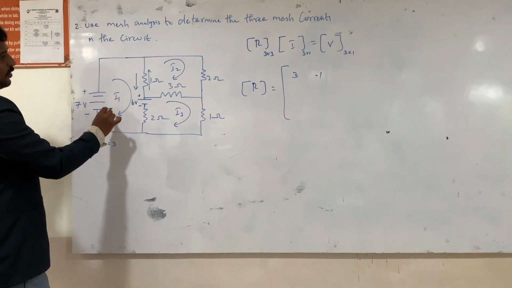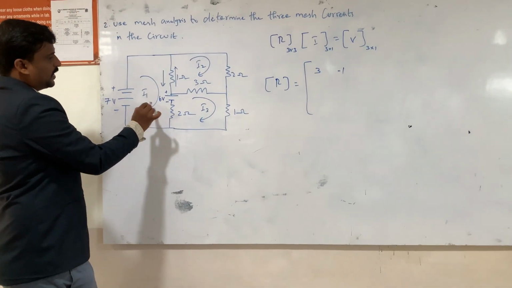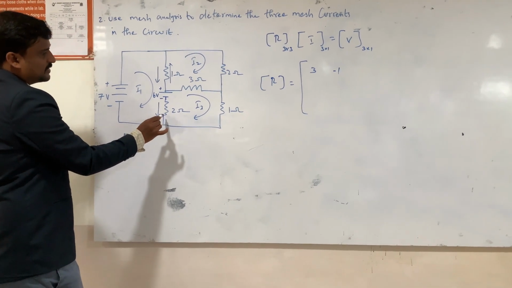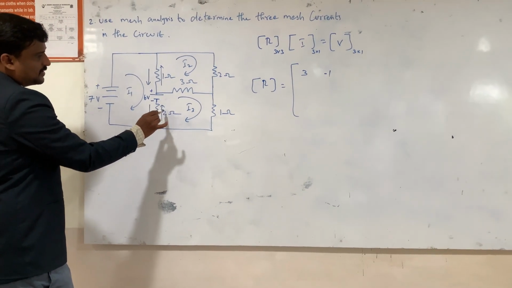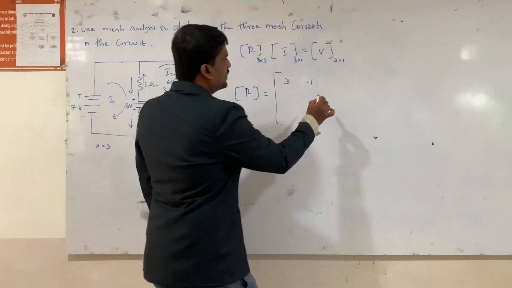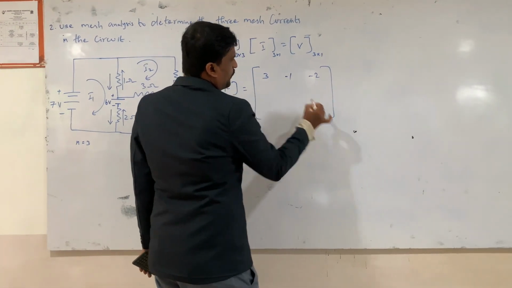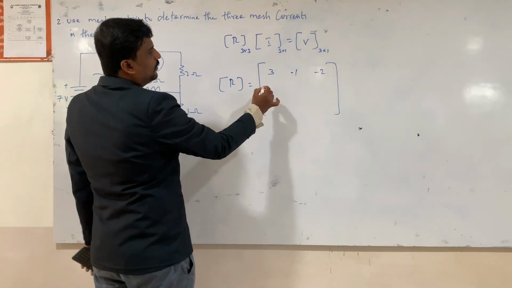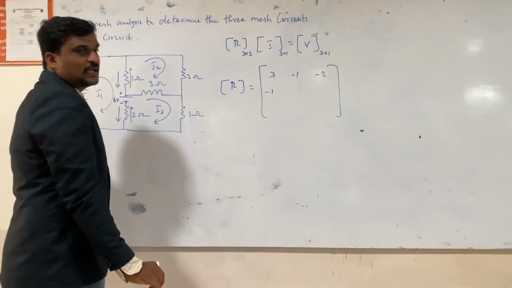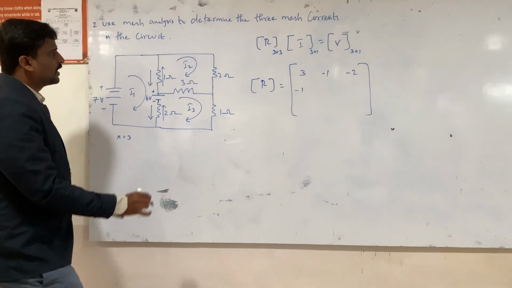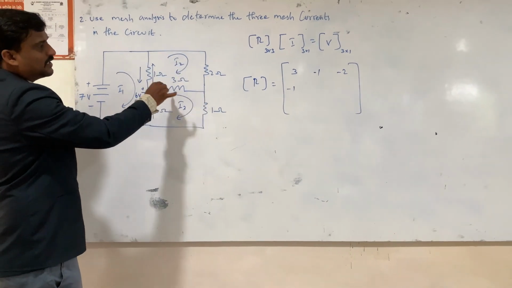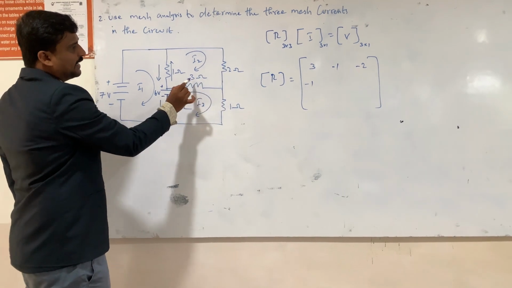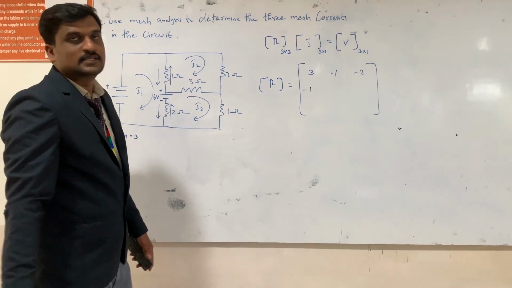Next R13. The common branch between loops 1 and 3 is 2 ohm. The direction of current here is downward, and here it is upward. So here it is minus 2. Next step, R21 will be equal to R12, minus 1. And next R22, the sum of all the resistors in the second loop. So 1, 2 and 3. So total 6 ohm.